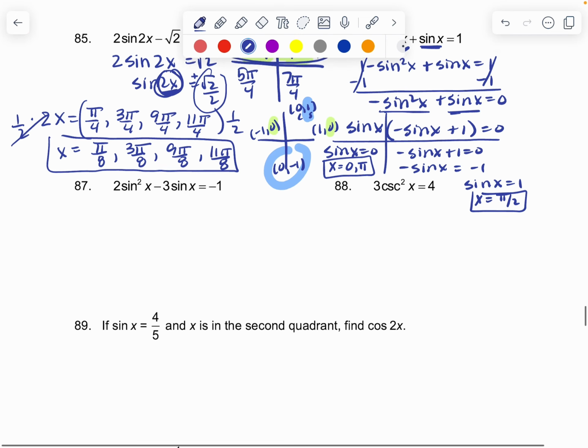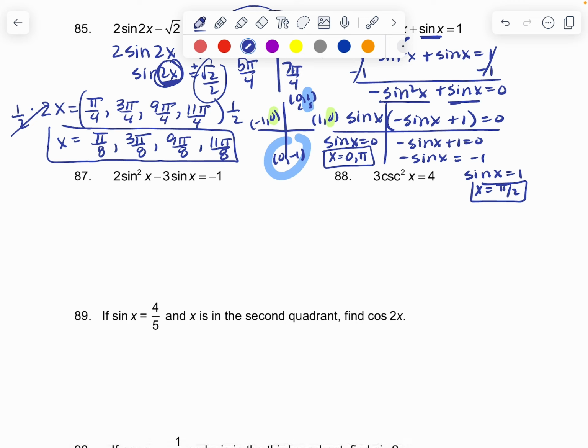All right, let's look at 87. So 87, let's make this equal to 0 first by adding the 1 over. So I'm going to get 2 sine squared x minus 3 sine x plus 1 equals 0. And then can I factor this? Well, let's try. Because I have 3 terms and a number in front, this is going to be the big star factoring.